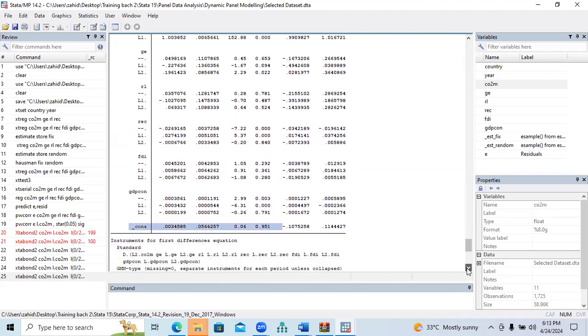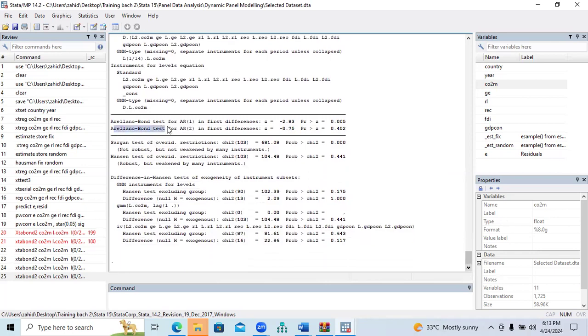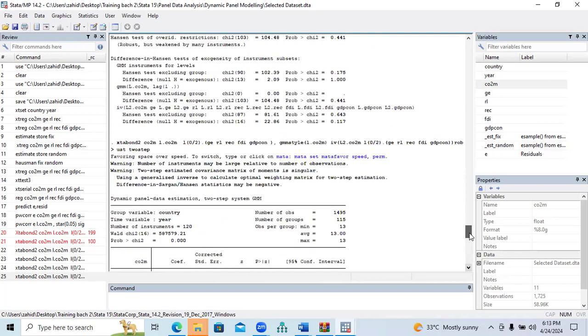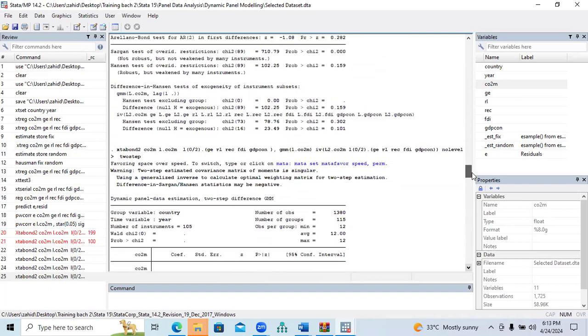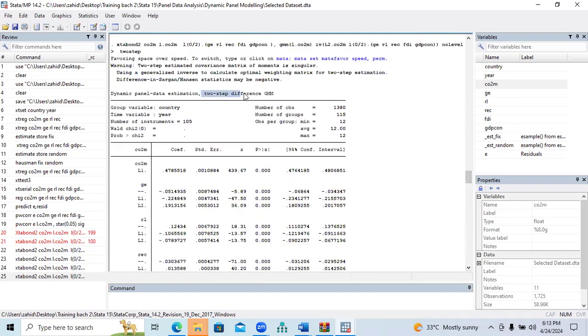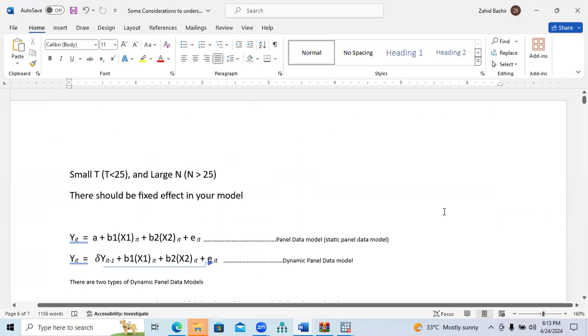The other thing that we need to verify here is the AR values. AR(2), Arellano-Bond, is not significant. Similarly, the Hansen test is not significant either. So here we can conclude that for this particular model, we need to use two-step system GMM. This result was valid because most of the variables were significant, as well as our assumptions that we have discussed previously were also met.